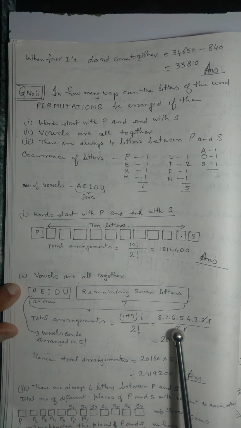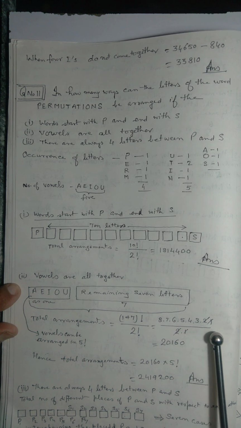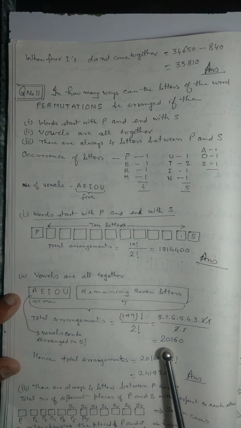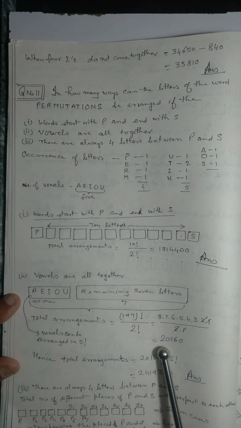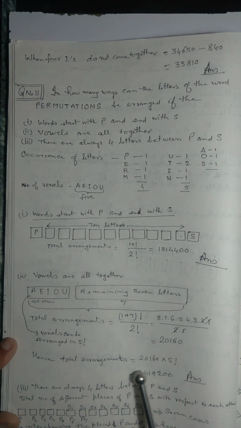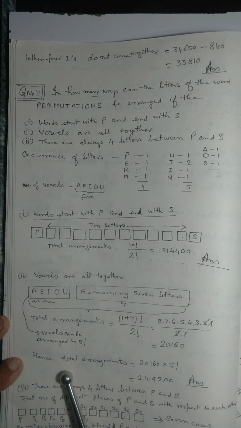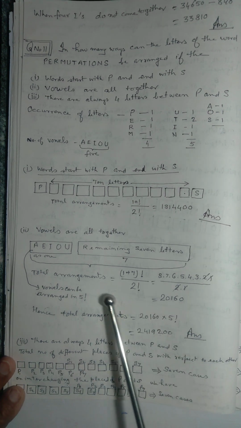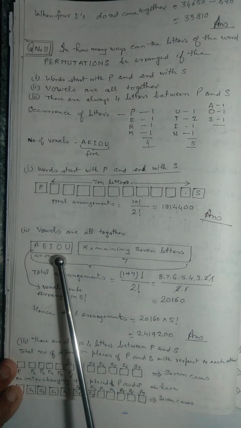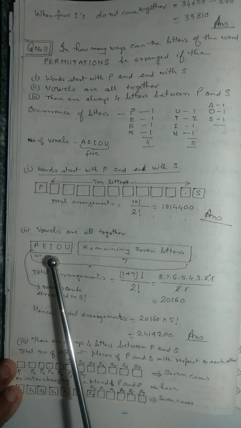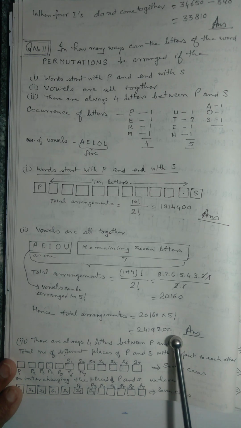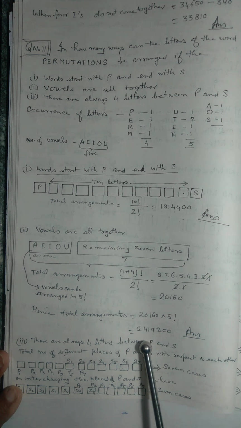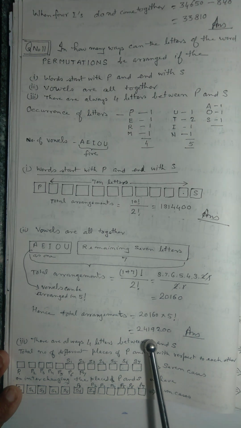So 8 into 7 into 6 into 5 into 4 into 3 into 2 into 1 whole divided by 2 into 1. Now the answer will be 20,160. Hence the total arrangement, 20,160, will be multiplied by 5 factorial, because these five vowels can be arranged in 5 factorial ways. That is why the total arrangement will be multiplied by 5 factorial and it will be equal to 24,19,200.